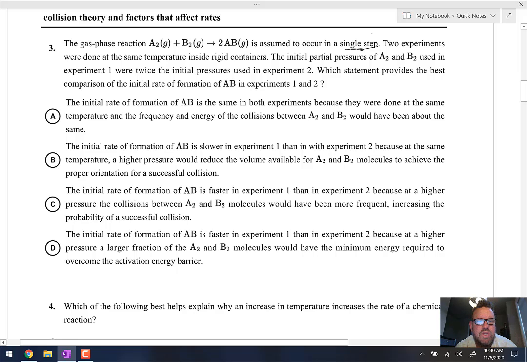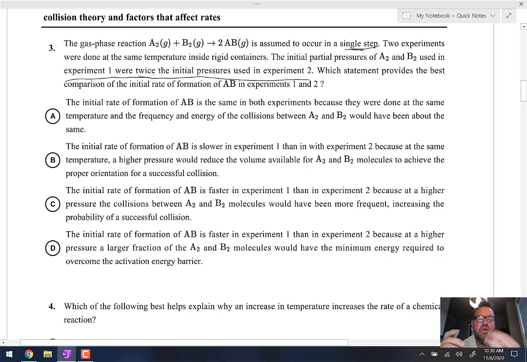Two experiments were done at the same temperature inside rigid containers. The initial partial pressures of A2 and B2 used in experiment 1 were twice the initial pressures used in experiment 2. So the pressure in experiment 1 is twice as high as in experiment 2. So why is it higher? Either the volume was half as much, or they put more stuff in there. There's twice as many particles in there as in experiment 2. So we know the greater the pressure, that's also another way of measuring concentration.